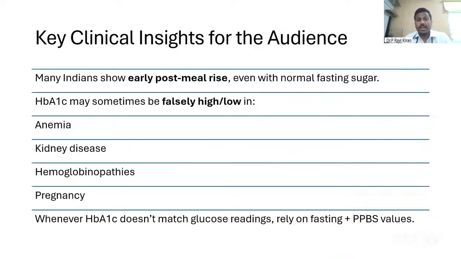Key clinical insights for the audience. Many Indians show early post-meal rise even with normal fasting sugars. That is secondary to the loss of first phase insulin secretion by the pancreas. Also, the Indian population has less beta cell reserve, which produces insulin, and that is the first one to get damaged, causing early post-meal rise. HbA1c may sometimes be falsely high or low in anemia, kidney disease, hemoglobinopathies, and pregnancy. That's why whenever the HbA1c doesn't match with glucose readings, rely on fasting and post-lunch blood sugars.